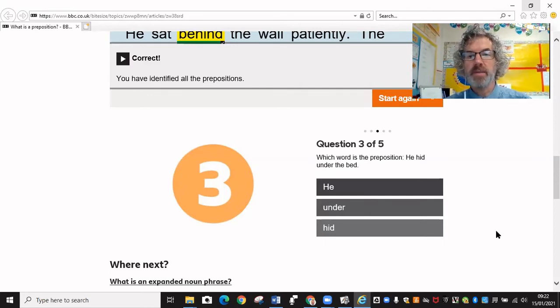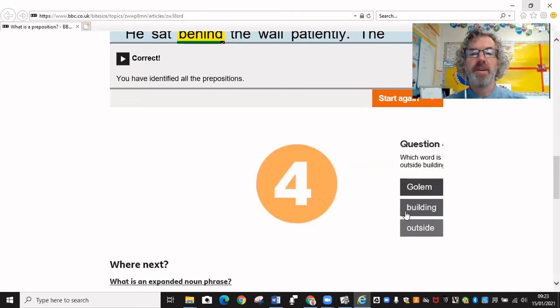Question 3. Which word is the preposition in the sentence, he hid under the bed? Is it he, under, or hid? He is the noun or pronoun in this case. Hid is a verb, an action. So under is the preposition.